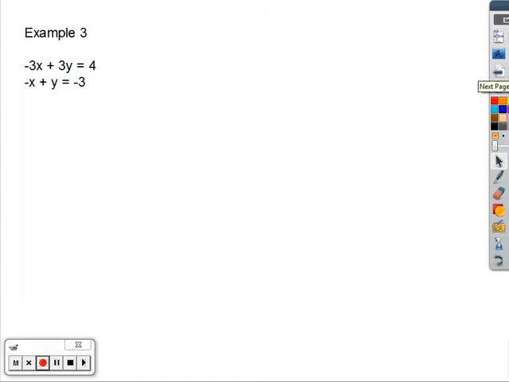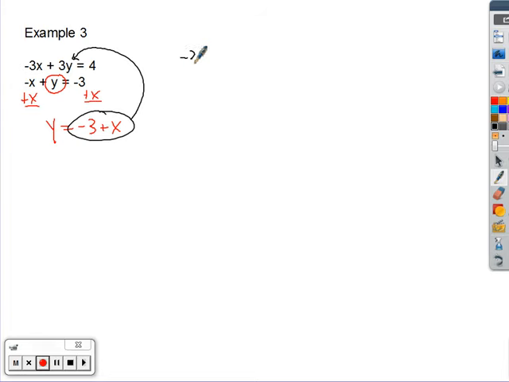One more example here. Okay, and this would be a special case. This could happen. I'm looking for the variable easiest to get by itself. It just happens to be the y again. I'm sorry, but it is what it is. So to do that, I'm going to add an x to both sides. I get y equals negative 3 plus x. I'm going to take that y and I'm going to substitute it in up here for this y. So I have negative 3x plus 3 times negative 3 plus x equals 4, and I solve.